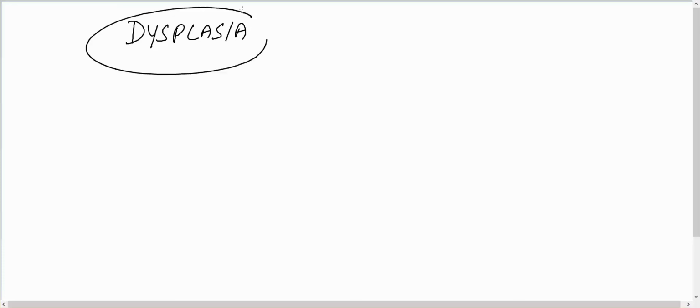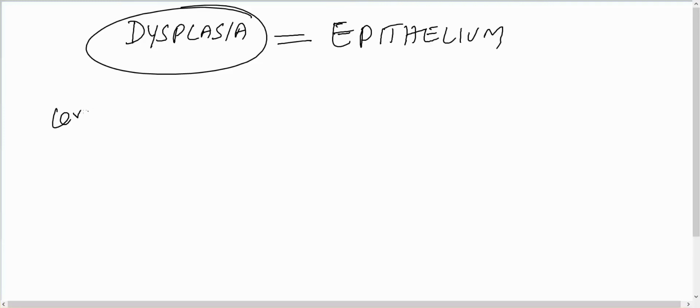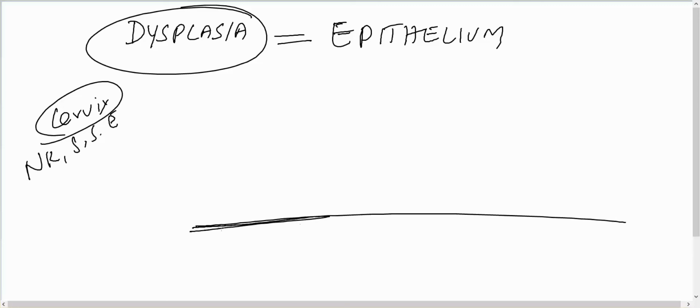Dysplasia means disordered growth. This is mostly seen only in the epithelium. So I am going to draw an example called cervix epithelium to explain this concept. You all know the cervix, so I am drawing the cervix epithelium. Cervix epithelium is a non-keratinizing stratified squamous epithelium. So this is the basement membrane, and I am going to draw the basal cells.